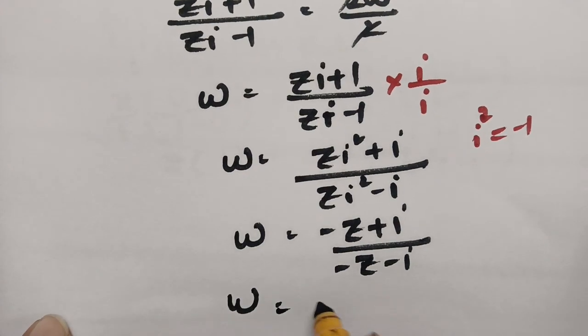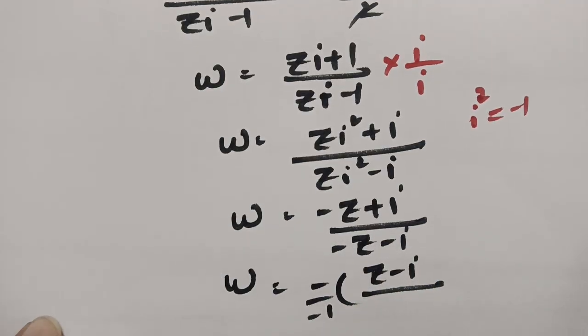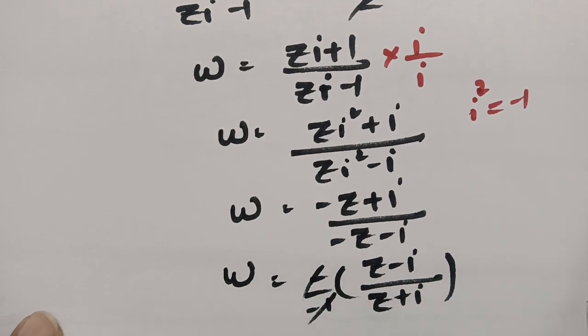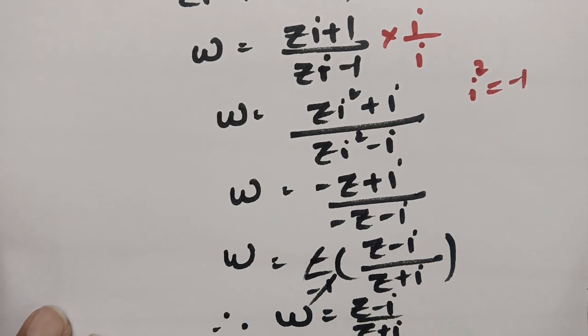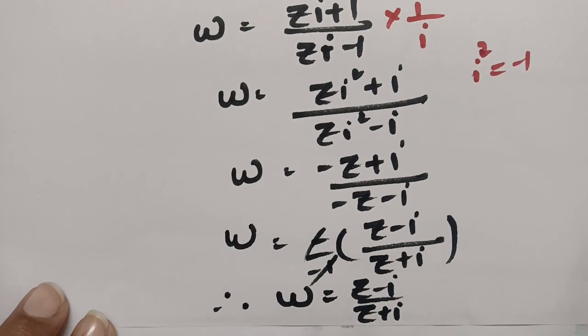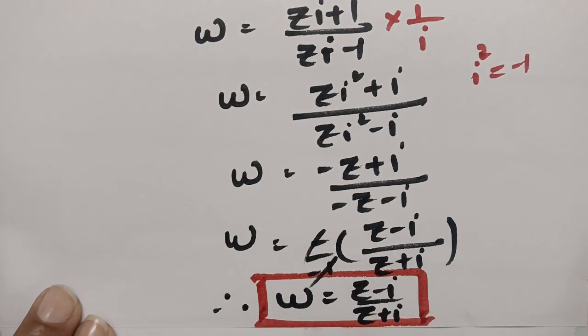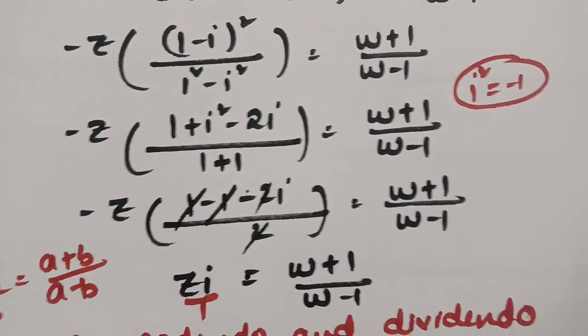So if I make minus common from the numerator, this will be Z minus i, and if I take minus from the denominator, this will be Z plus i. So if I cancel this minus, our W value is equal to Z minus i by Z plus i. So each and every step I have explained. As this is very important, please go through this video one more time if you don't connect the first time, as this is also very easy.